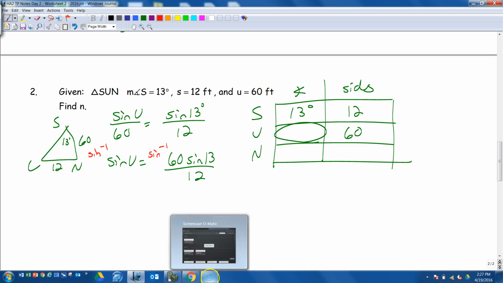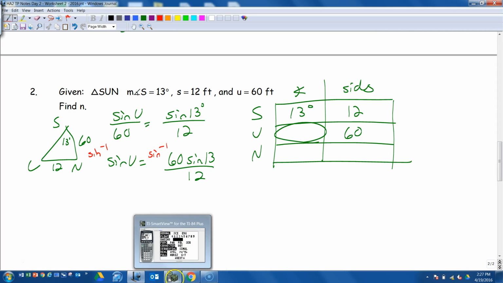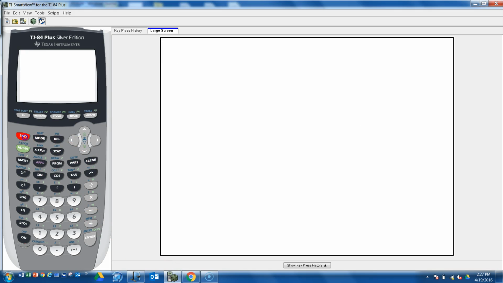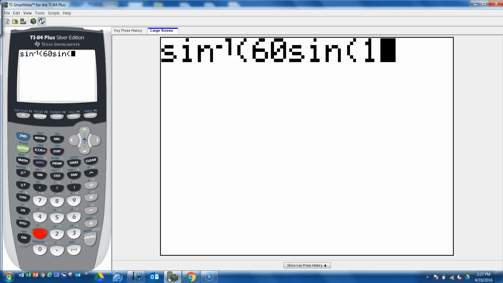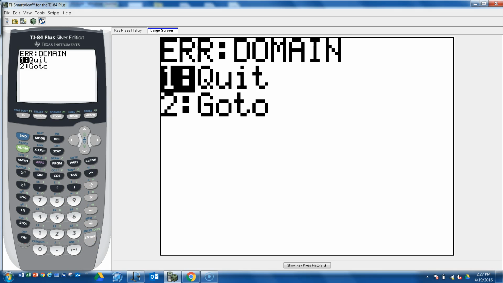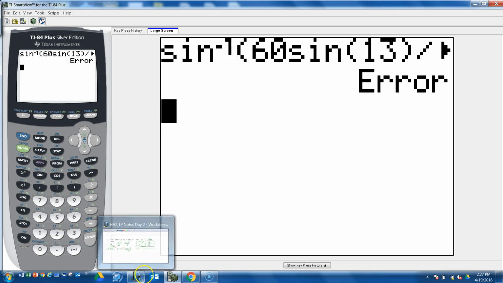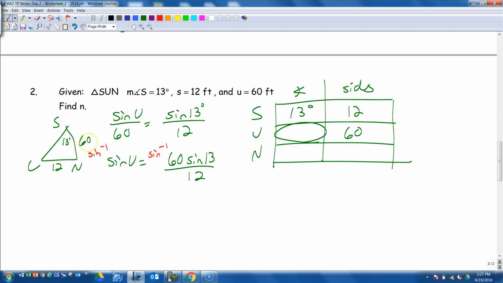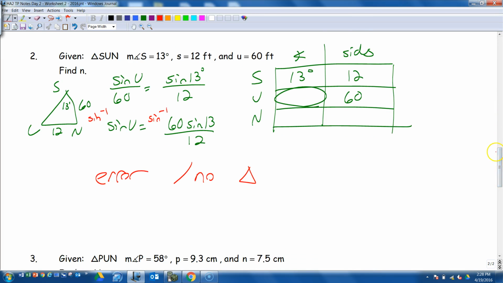So we have sine inverse of 60 sine 13 divided by 12, sorry. And when you do that, notice how you get an error. That's because the opposite side from U, the adjacent side of the angle, is too big. So therefore, you get an error. So we have no triangle. So there's no answer to this problem. Okay? And then we're done. We can't do anything else with that.